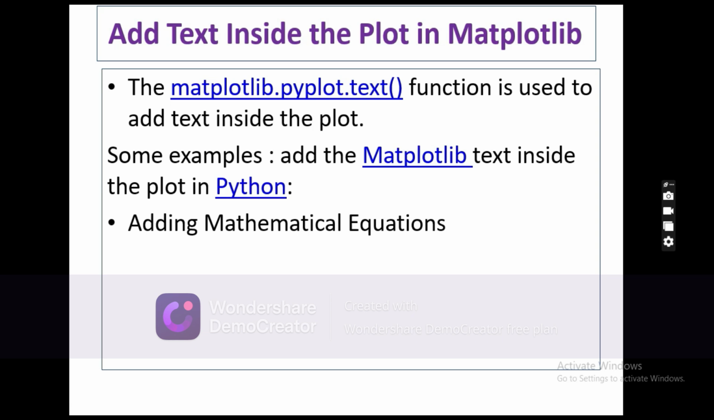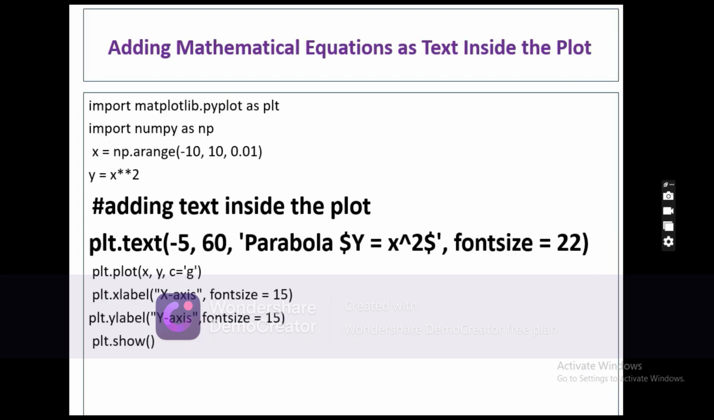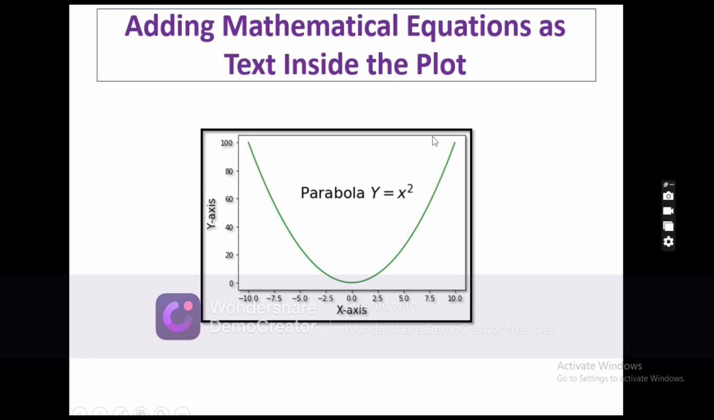We can add text to the graph by using matplotlib.pyplot.text, which is used to add text inside the plot. We are adding the text with plt.text(-5, 60), which means this is the position where to add the text inside the graph. The text is "parabola y equal to x to the power of 2". The font size of the text is 22. See, this is the parabola which is generated.